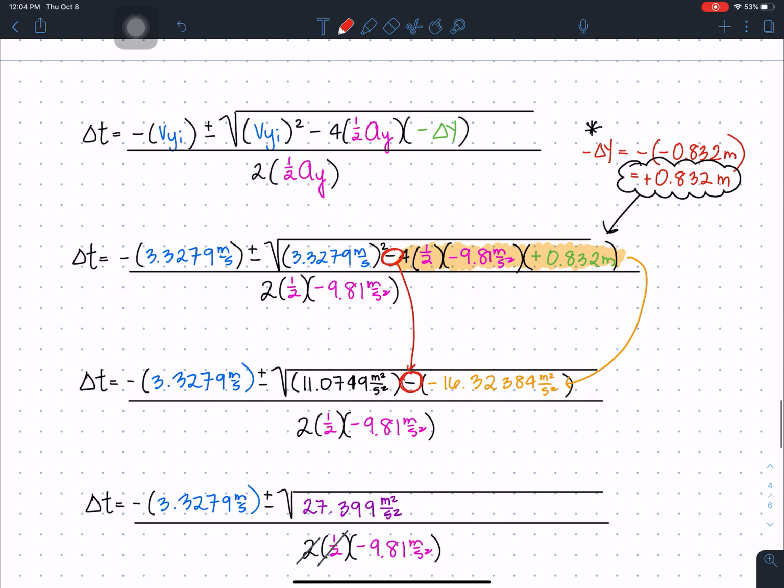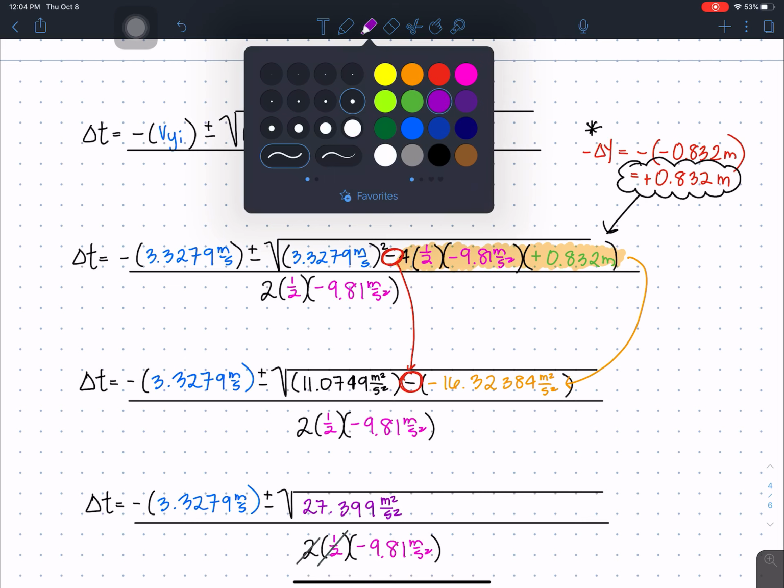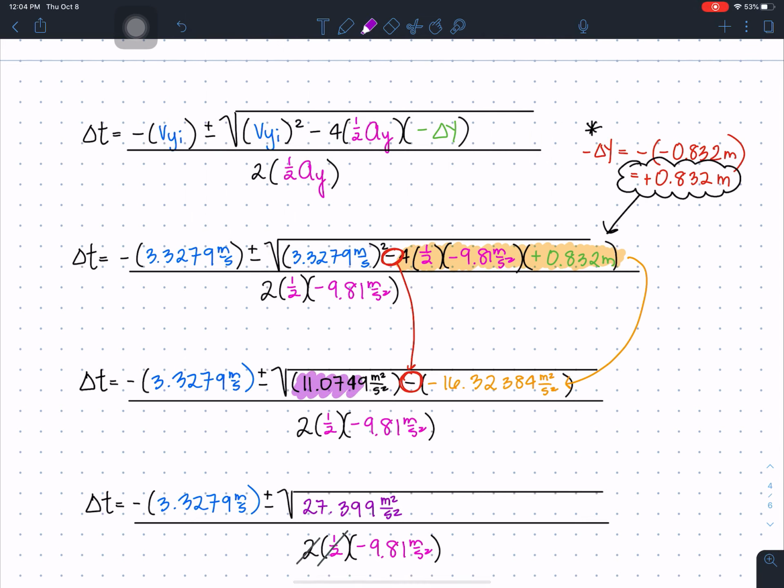When I calculate the discriminant, which is all of the numbers that are under the square root sign, and I'll highlight that in purple, that is equal to 27.399 meters squared per second squared.